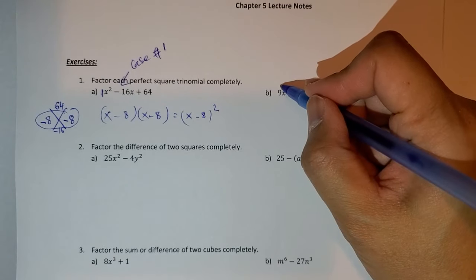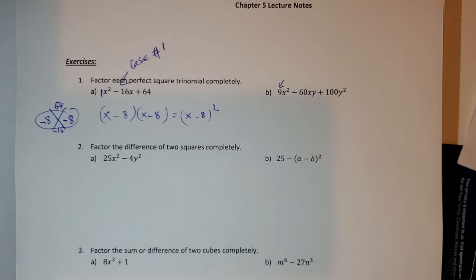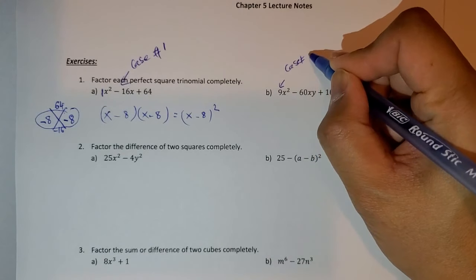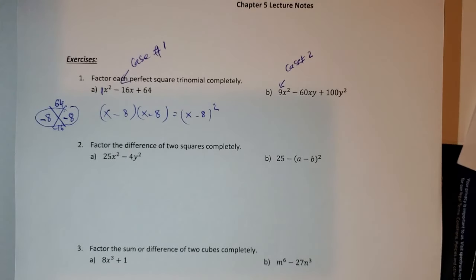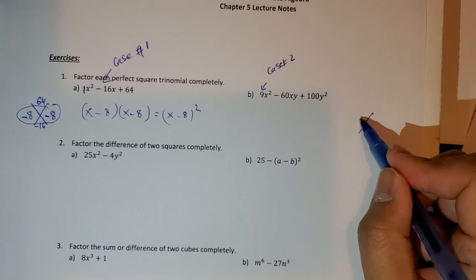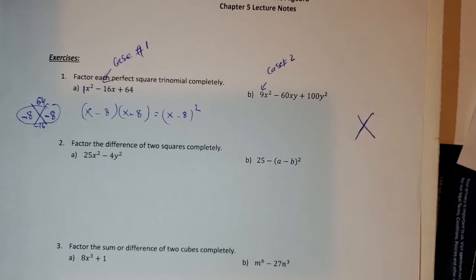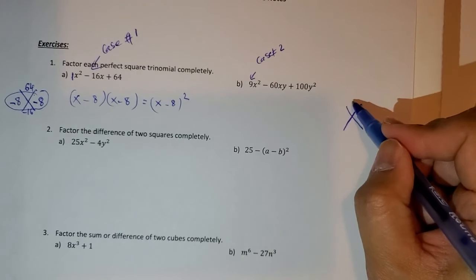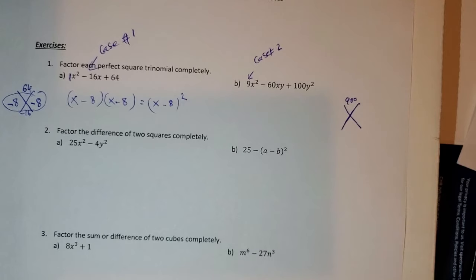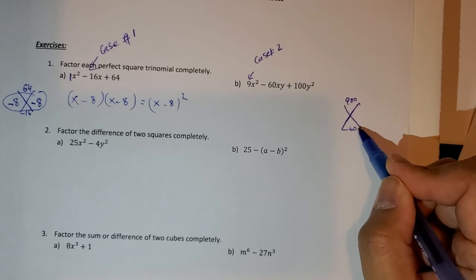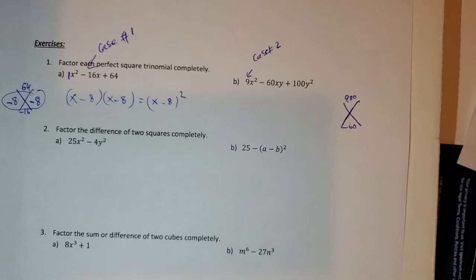And since this one, my a here is not 1, so this is case number 2. So in case number 2, you have to factor by grouping. We still have to set it up just like we did earlier. You're going to take 9 times 100, that's 900. Oh my god, that's a big number again. And then the bottom is negative 60. We have to find 2 numbers again.